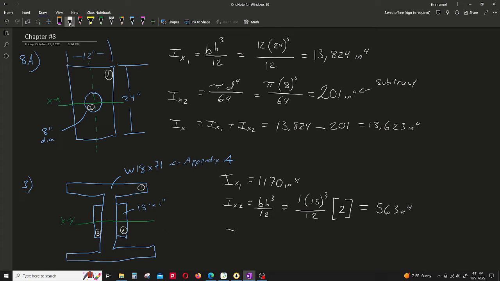And then lastly, we have our total moment of inertia here, which is IX1 plus our IX2. In this case, we're not subtracting anything. So therefore, we just know that 1170 plus 563 is going to be equal to 1733 inches to the 4th power.